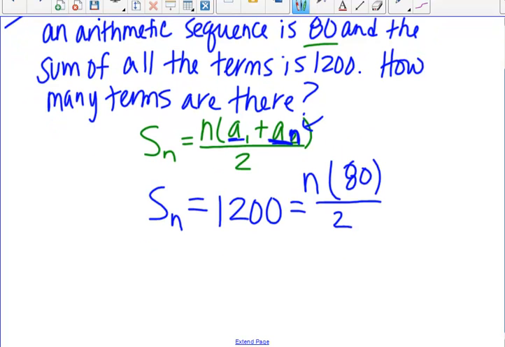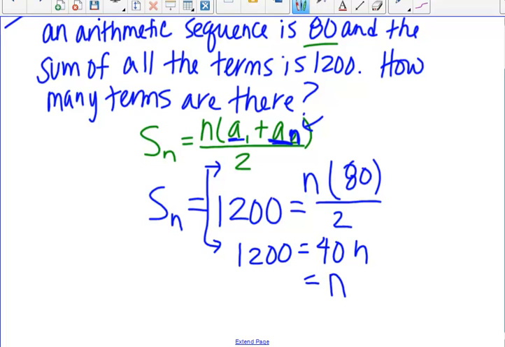Okay, so now notice that the only thing that I don't know, if I just look at this equation here, is the n. And so this should allow me to solve this and figure out my answer. So 1200 then is equal to 80 divided by 2, which is 40n. And when I take 1200 and divide it by 40, I get n is equal to 30.